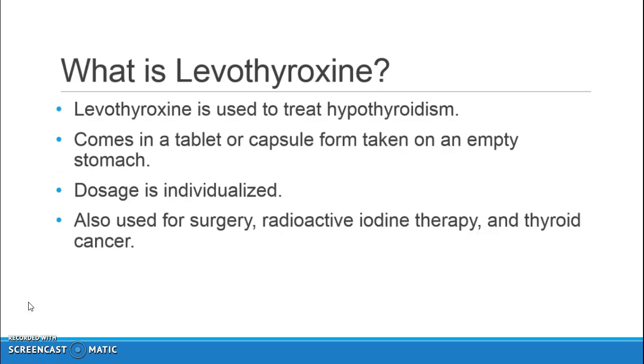What is levothyroxine? Levothyroxine is used to treat hypothyroidism, which is an underactive thyroid gland. It comes in a tablet or capsule form, taken on an empty stomach, usually before breakfast and with a full glass of water.